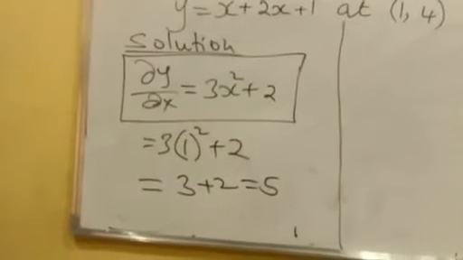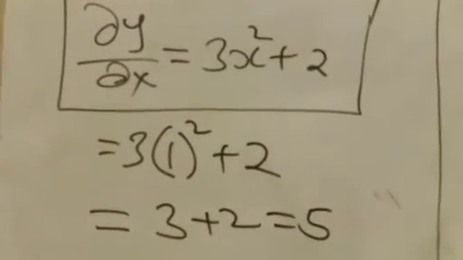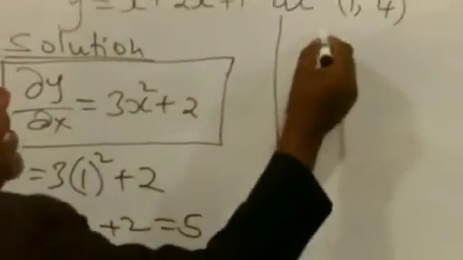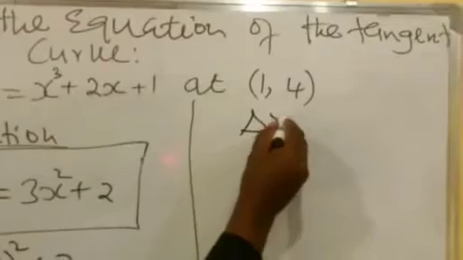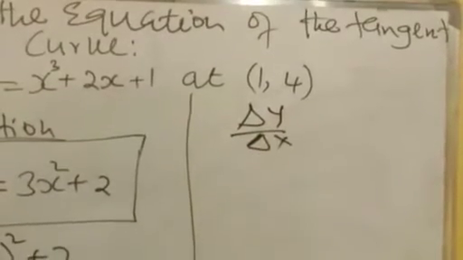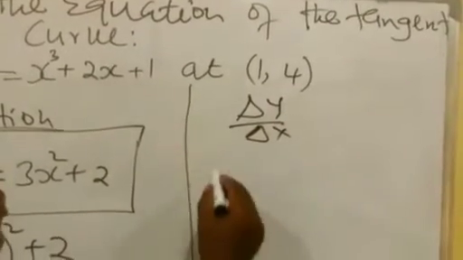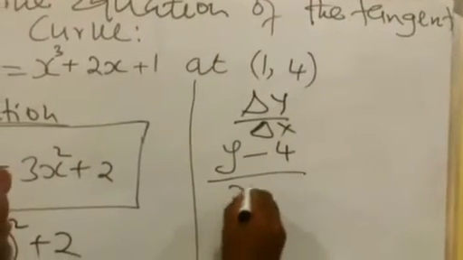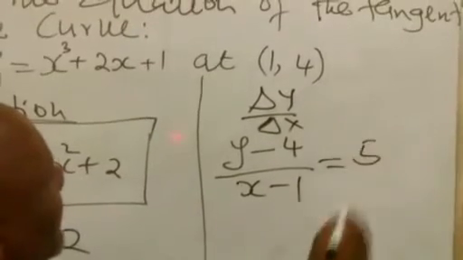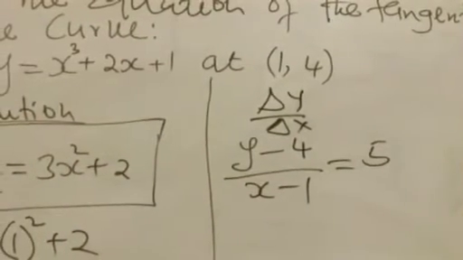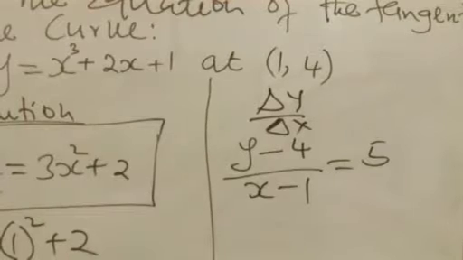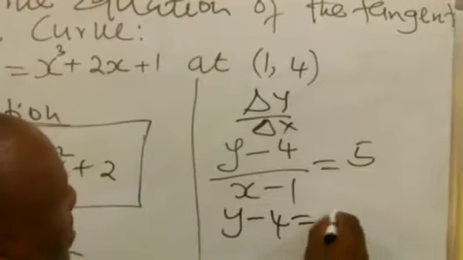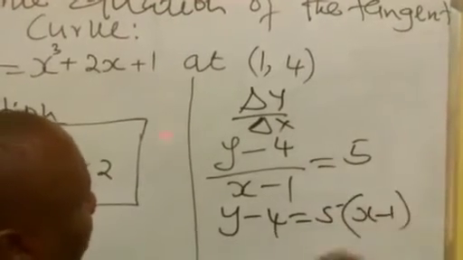So we move now to calculate the equation of the tangent. And we know that the equation of the tangent, which is a straight line, is given by change in y over change in x. Now this one is going to be y minus 4 all over x minus 1 equals 5. You do the cross multiplication and then you get y minus 4 equals 5 times (x minus 1).